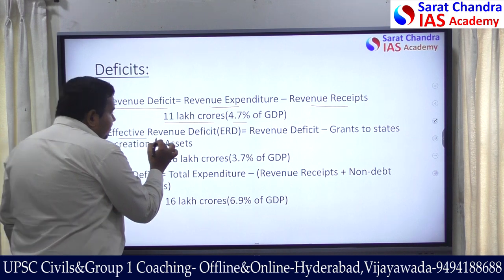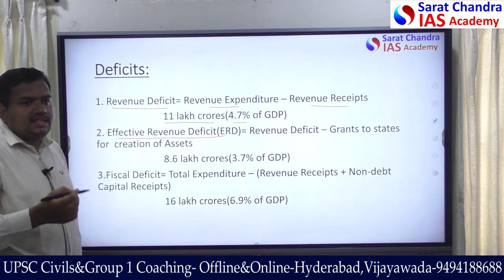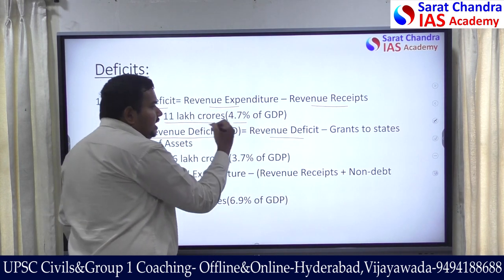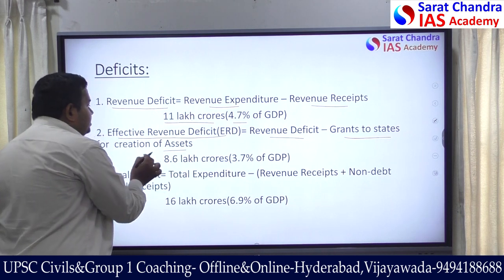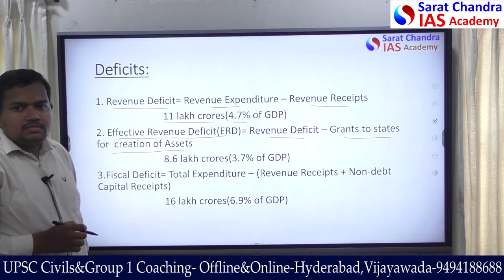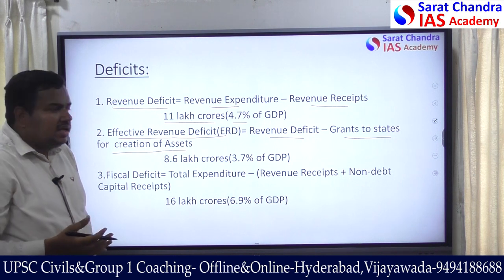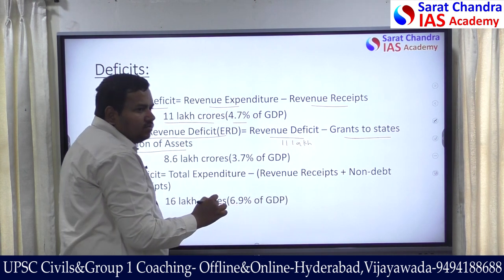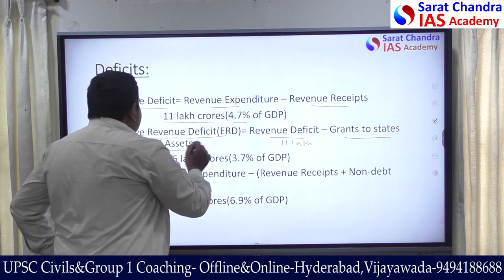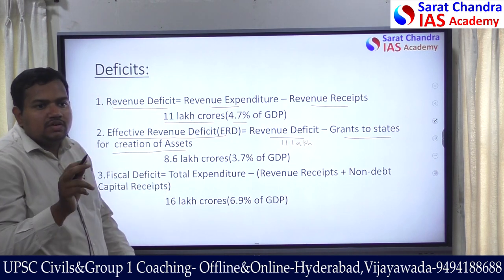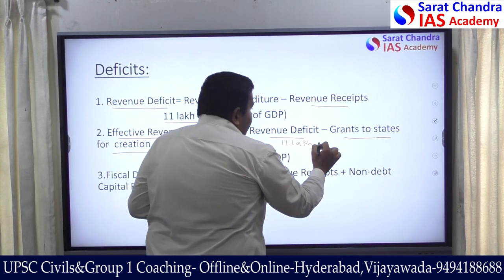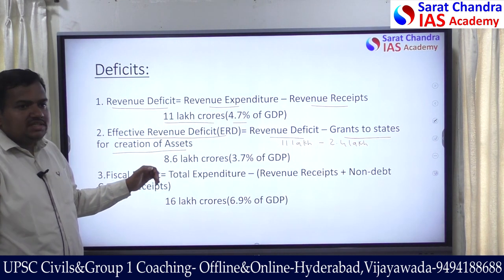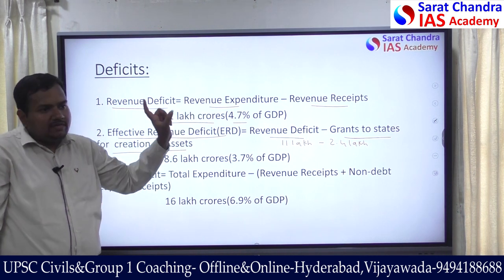Next, what is meant by effective revenue deficit? So, this is another term. Revenue deficit, minus grants to states for creation of capital assets. So, what is the revenue deficit? 11 lakh crore, which you have already seen just now. With respect to grants to the states for creation of assets, I have already given you the value, 2.4 lakh crore. So, minus 2.4 lakh crore. How much will it be? 8.6. That's why I have given that value.